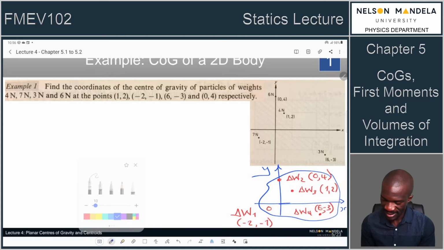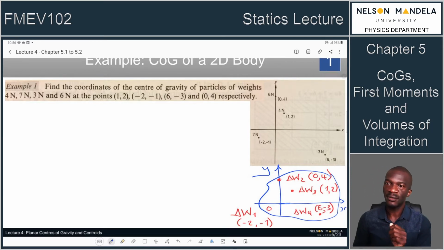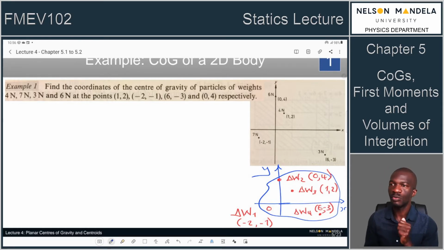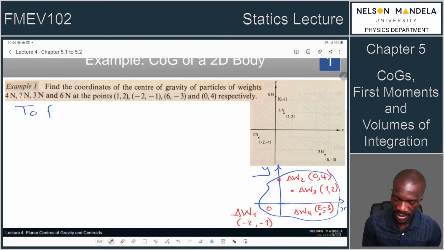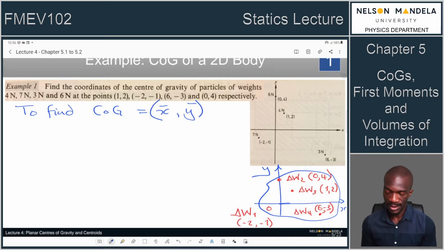We've got some particles at which some weight is acting. So the question says, find the coordinates of the center of gravity of particles of weights 4, 7, 3, and 6 newtons at the points 1, 2, minus 1, minus 2, minus 1, 6, minus 3, and 0, 4 respectively. Right, so for us to find the center of gravity, which is equal to x bar, y bar, we can apply our equations, right?